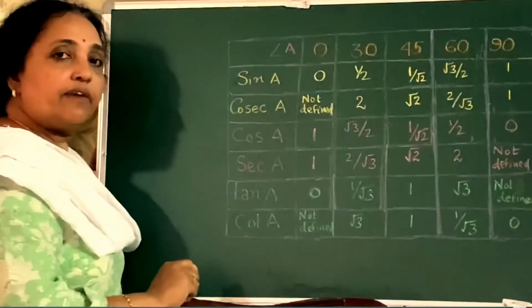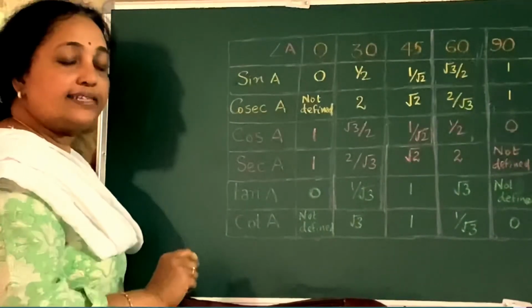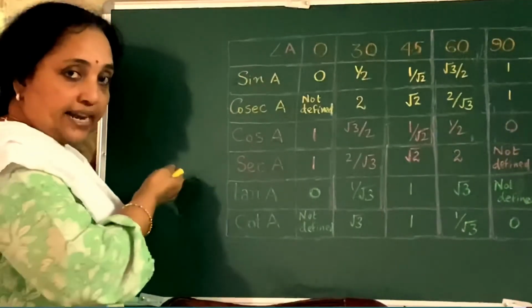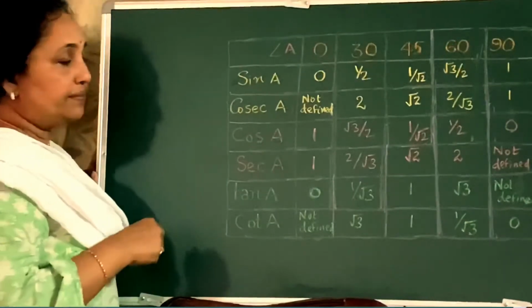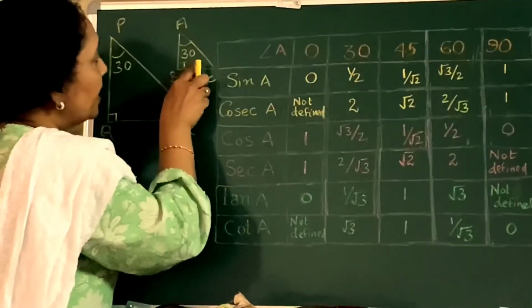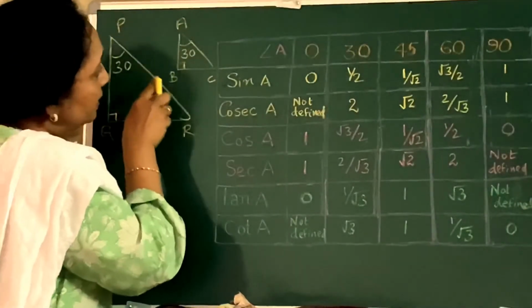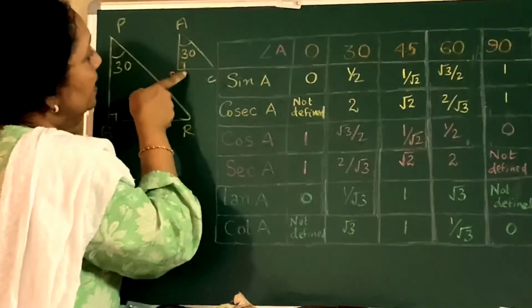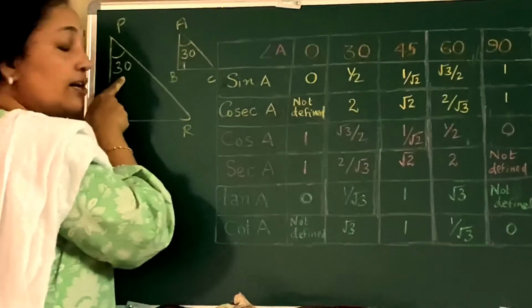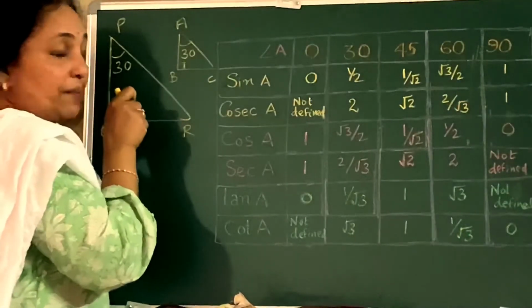These trigonometric values are the same in all right triangles regardless of the size of the triangle. Look, triangle ABC and triangle PQR. In these two triangles, this triangle is smaller than this triangle, but the ratio sine 30 will be 1 by 2 in this triangle. The ratio in this triangle also will be 1 by 2.